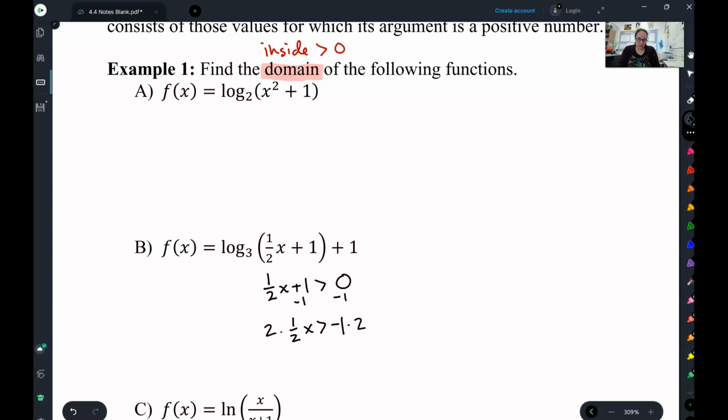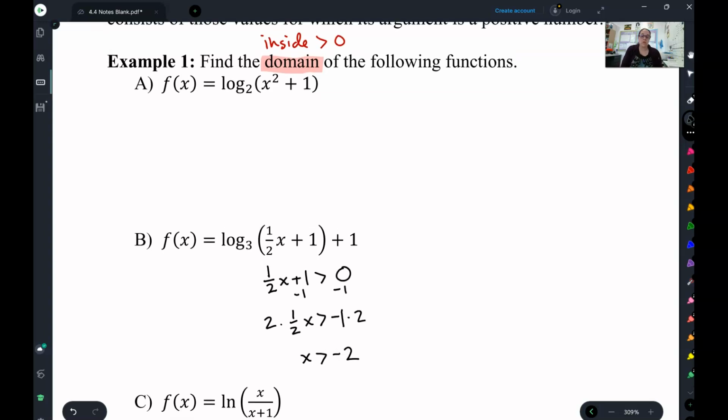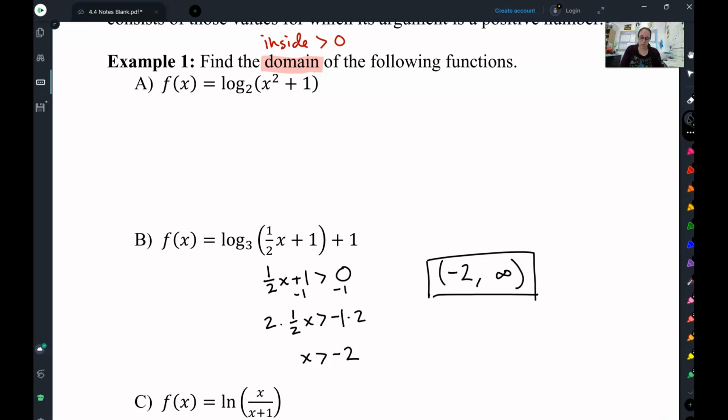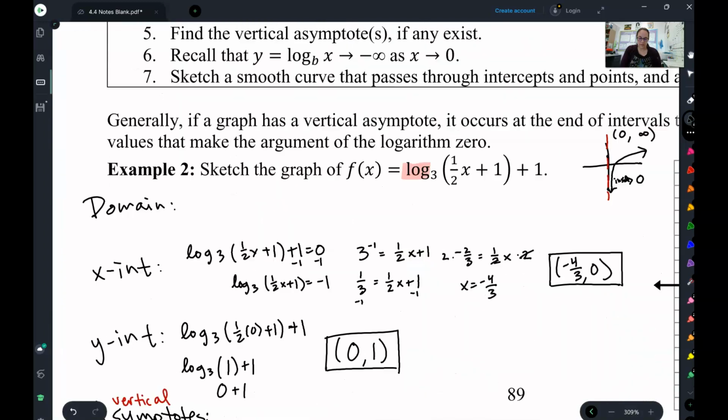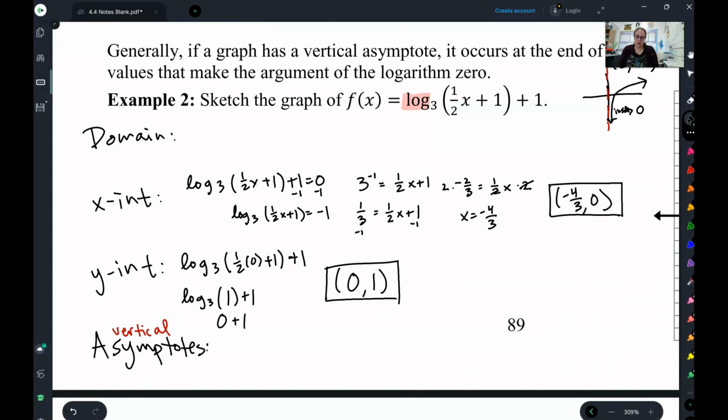Times by 2, so I get x must be greater than negative 2. If I write that in domain, x greater than negative 2 is going to be negative 2 to infinity. And you'll notice, hey, this is the same equation we were just graphing. So our domain is negative 2 to infinity.